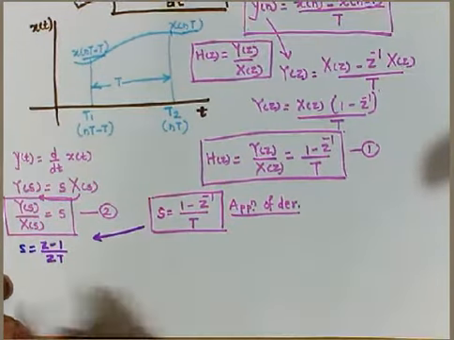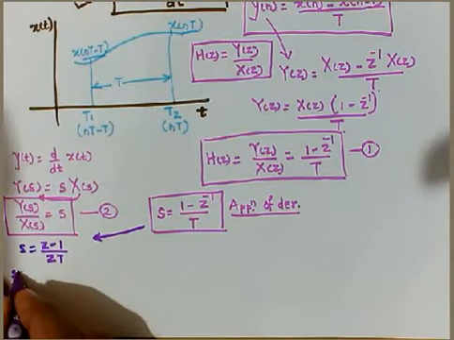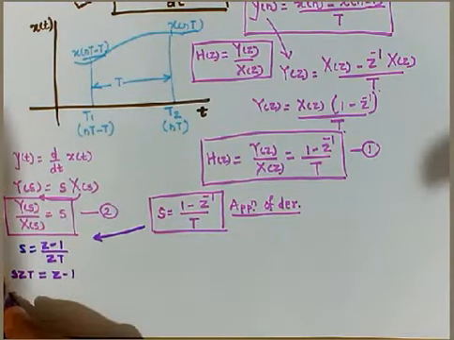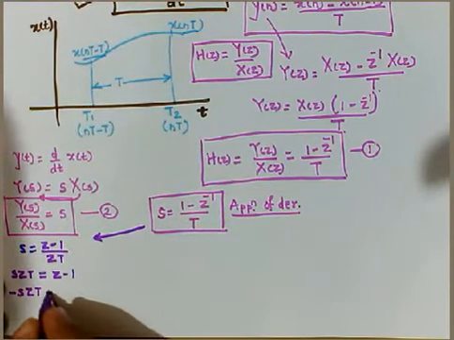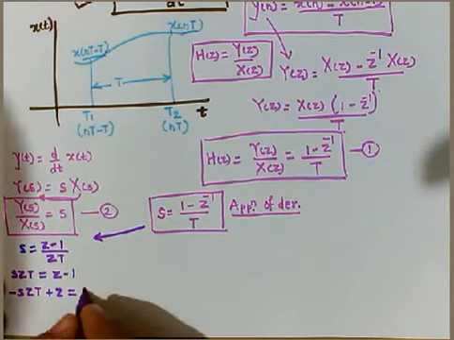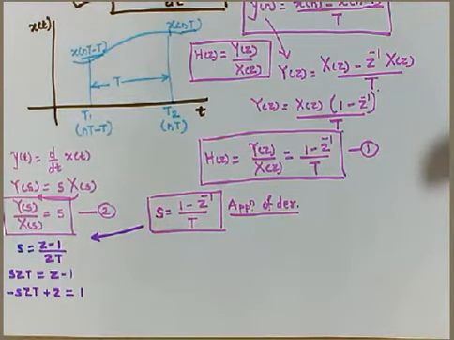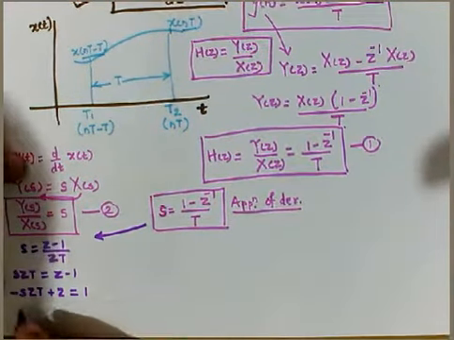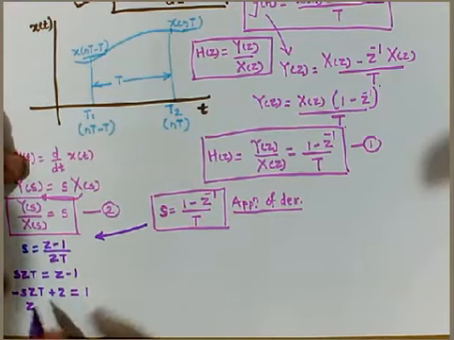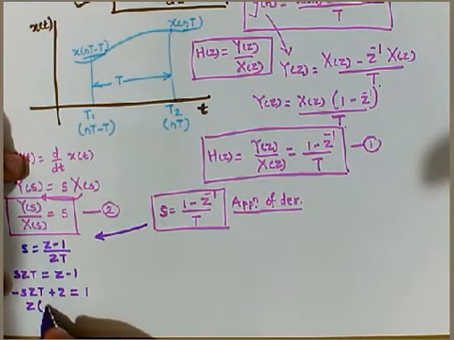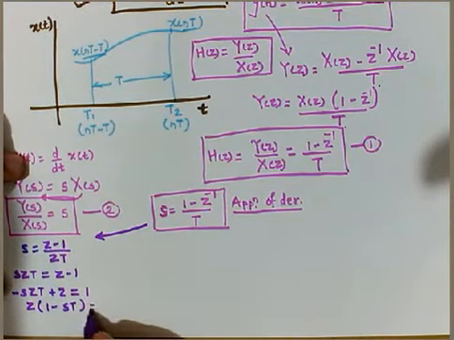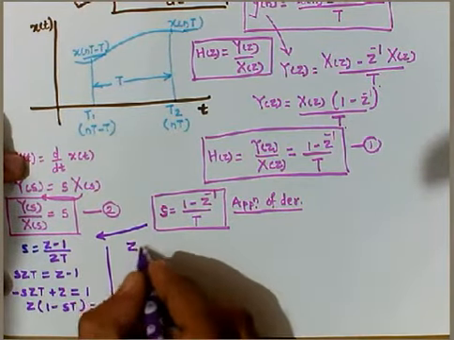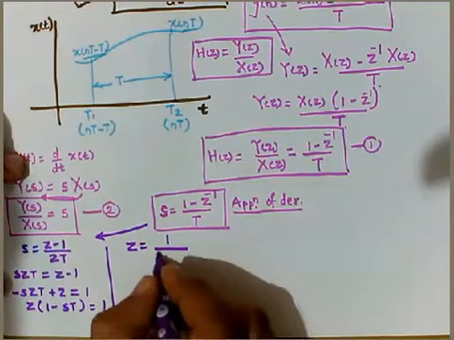Now this is further simplified like this: sz is equal to z minus 1. So this can be written as z minus sz is equal to 1. Now, further readjustment to write the term in z. z is a constant over here, so it is z into 1 minus sT is equal to 1. So it can be written as z is equal to 1 upon 1 minus sT.